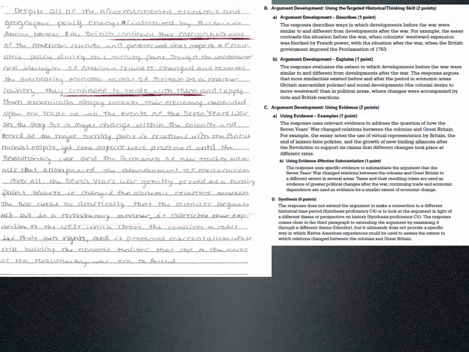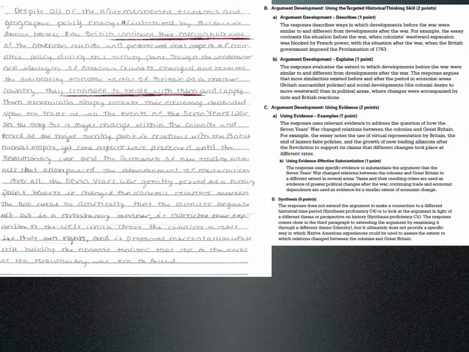And then finally, the last part is synthesis. And sadly, this student did not earn any points for synthesis because the student did not really achieve a statement that was fully explaining or making that connection to another part of history, another historical era. It says the response comes close in the third paragraph to extending the argument by examining it through a different theme, like identity, but ultimately does not provide a specific way in which Native American experiences could be used to assess the extent to which relations changed between the colonies and Great Britain.